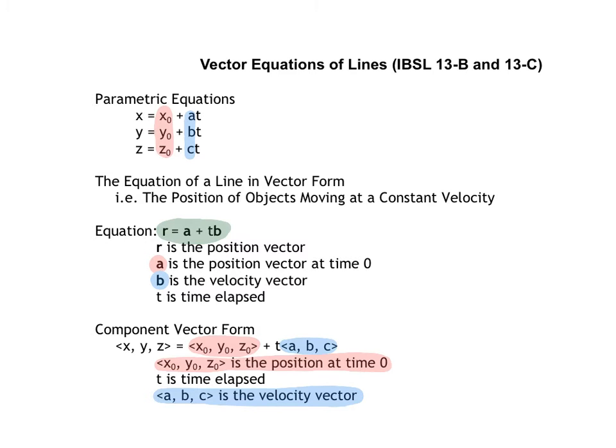And then, of course, T is how much time has passed since we started the clock. Okay? Does that make sense? As long as you can make those connections and keep straight which one is your position at the starting point and which one is your velocity, it's really not too difficult.